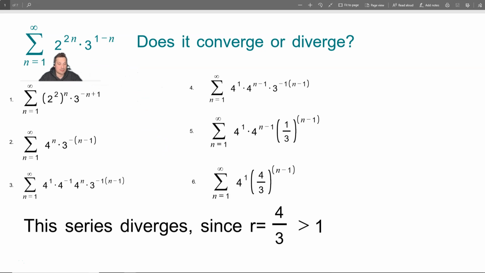Does this crazy looking series here converge or not? In other words, does it converge or diverge? So this is going to go from n equals 1 to positive infinity, and it's 2 to the 2n times 3 to the 1 minus n. Not the simplest one you can begin with.